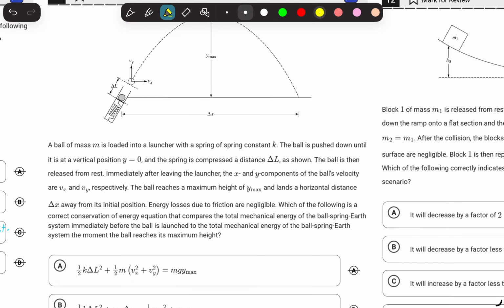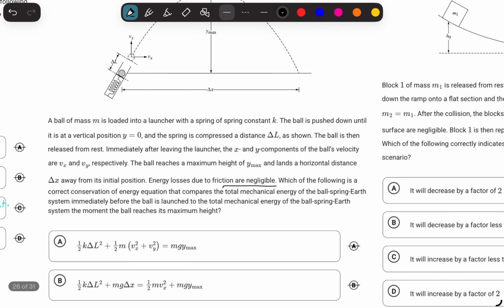A ball of mass m is loaded into a launcher with a spring of spring constant K. The ball is pushed down until it is at a vertical position y is equal to 0, and the spring is compressed at a distance delta L as shown. The ball is then released from rest. Immediately after leaving the launcher, the x and the y components of the ball's velocity are vx and vy respectively. The ball reaches a maximum height of y max and lands a horizontal distance delta x away from its initial position. Energy losses due to friction are negligible.